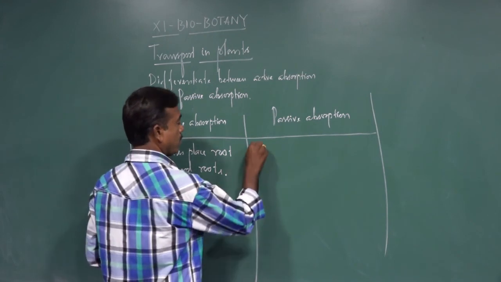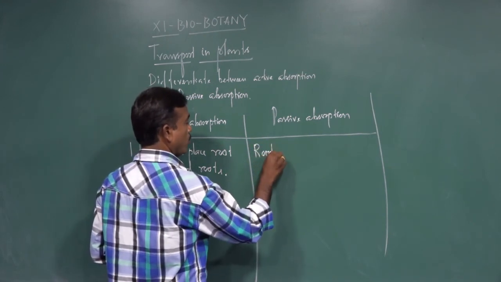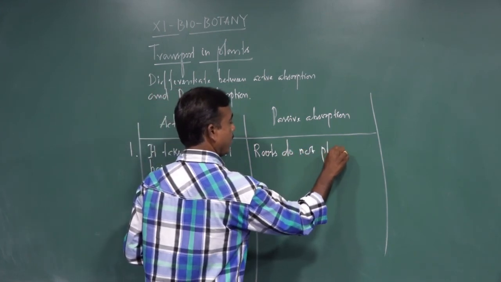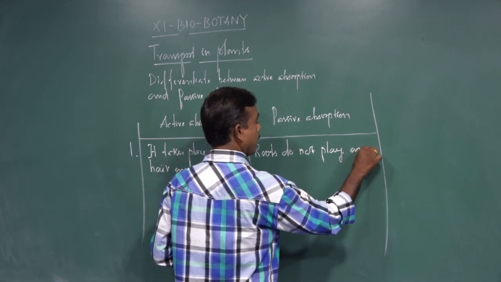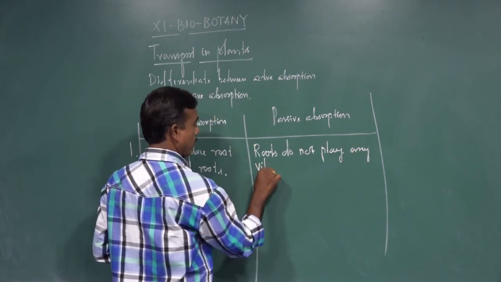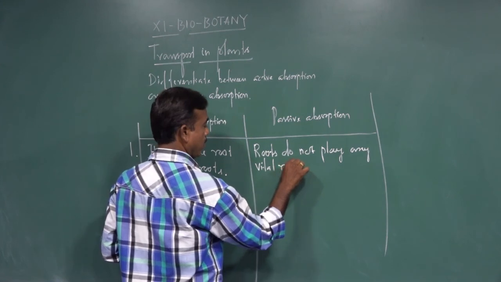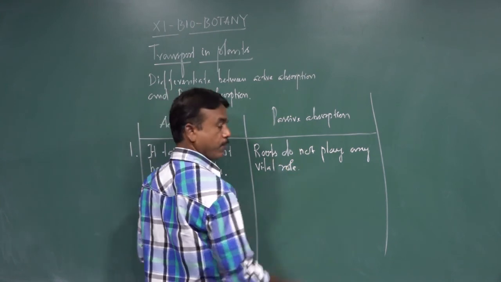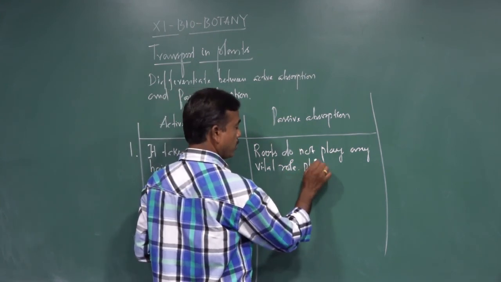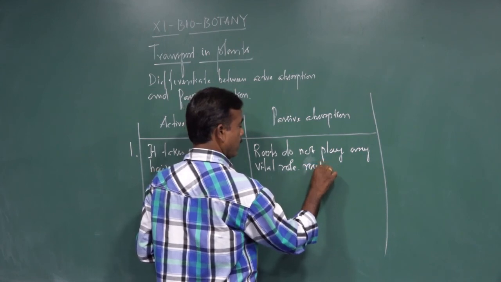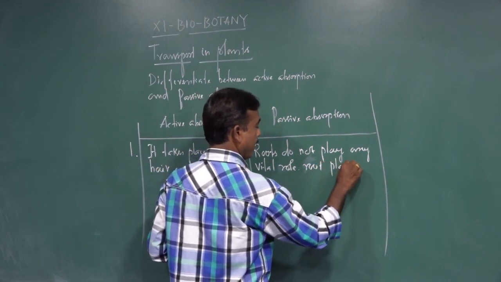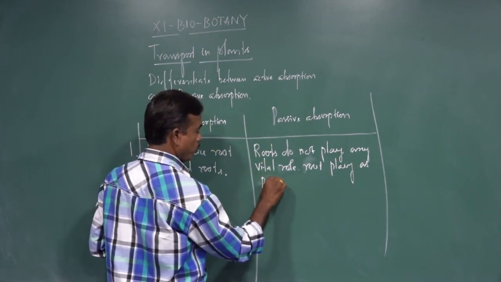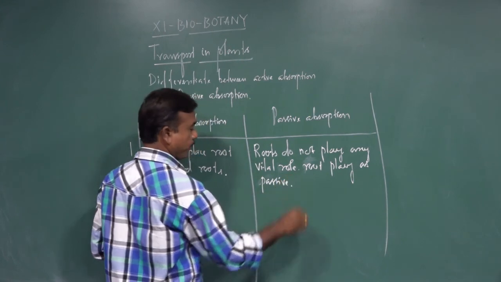Passive absorption: the roots do not play any vital role. But in active absorption, the roots play a vital role, while in passive absorption the roots are passive. This is the first thing.